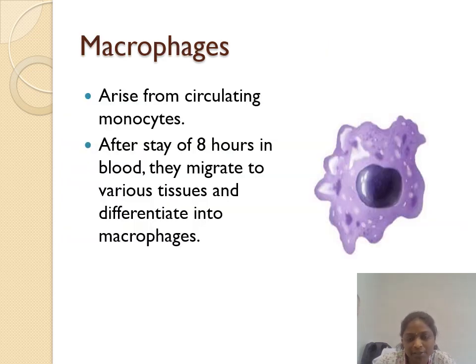Coming to the macrophages, these come from the circulating monocytes. Once they stay for 8 hours in the blood, they will migrate into various tissues and then differentiate into macrophages. So this is about macrophages.